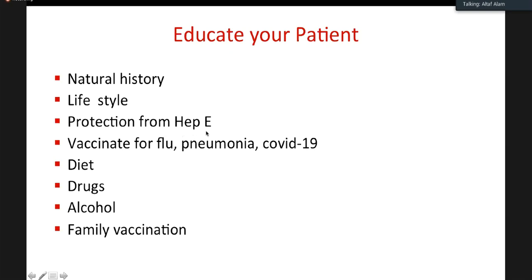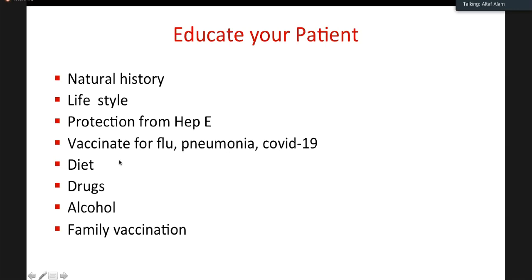What about protection from hepatitis A and E? A is not a problem in the adult population, but Hep E is still there. And these people don't do well. B positive, they get E and deteriorate very rapidly.